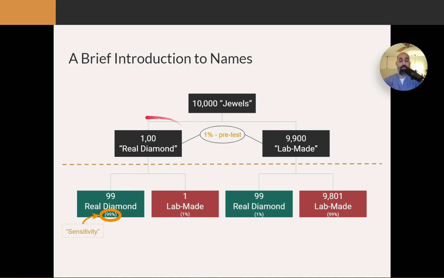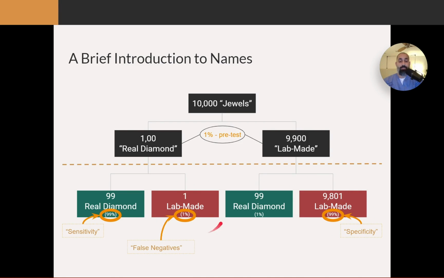The sensitivity is how accurate the device is with the real diamond. So if you already know that the diamond is real, the sensitivity tells you how often the device will get it right. The specificity is how accurate the device is when you already know that they're fake diamonds. And again, in this case, it's 99%.